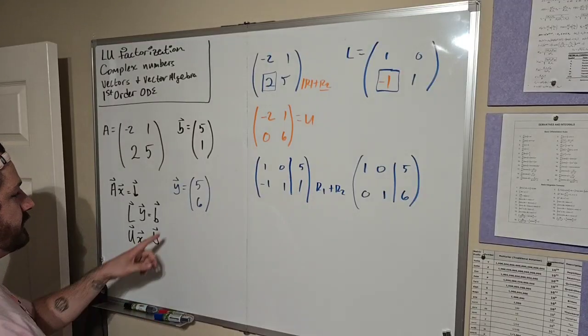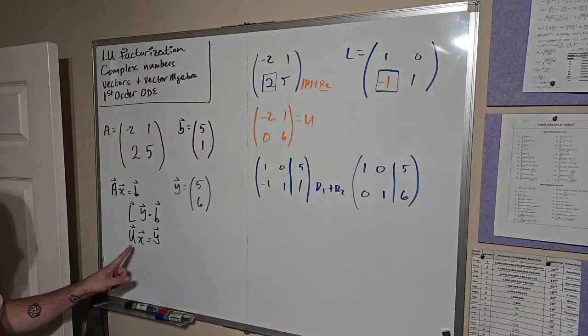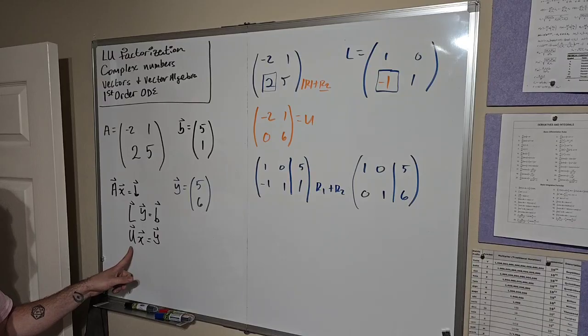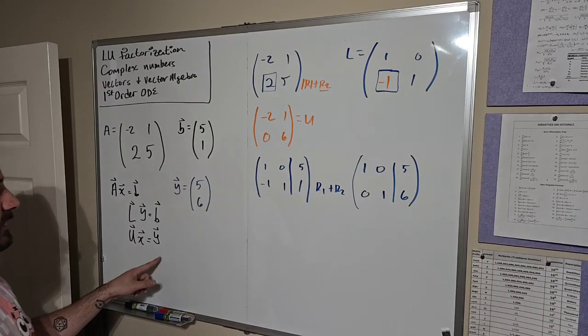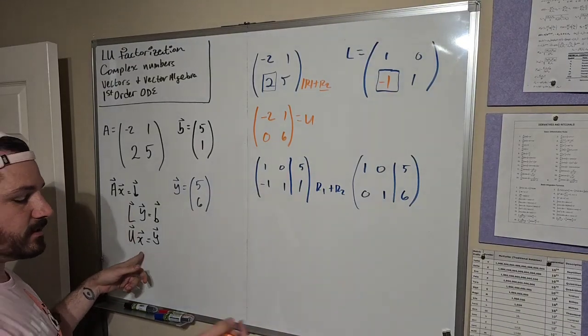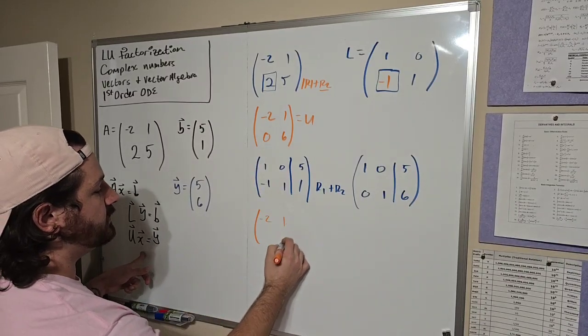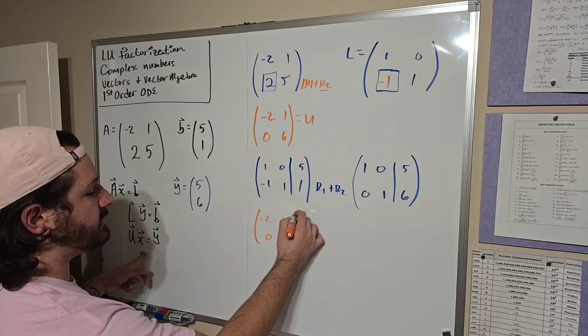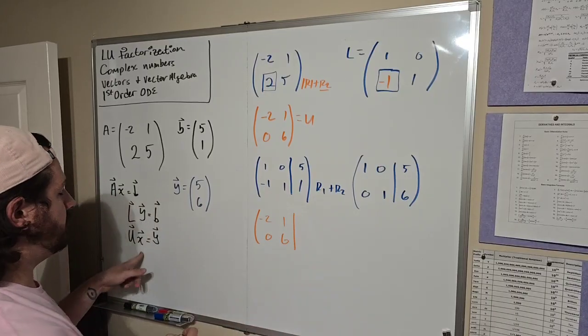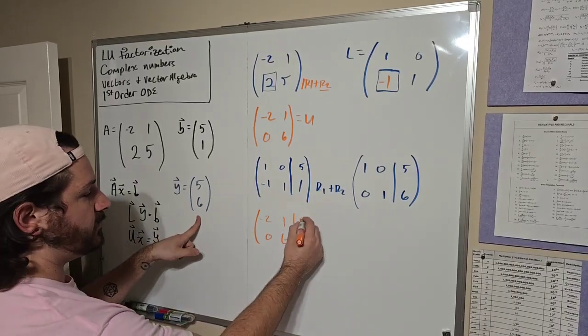So the next thing I want to do is we're going to use that y and augment it with our upper triangular matrix, and that'll get us to our x vector, which is our solution. So that's our next piece. We're going to take this U, which is [-2, 1; 0, 6]. We're going to augment that with our y, which is 5 and 6.